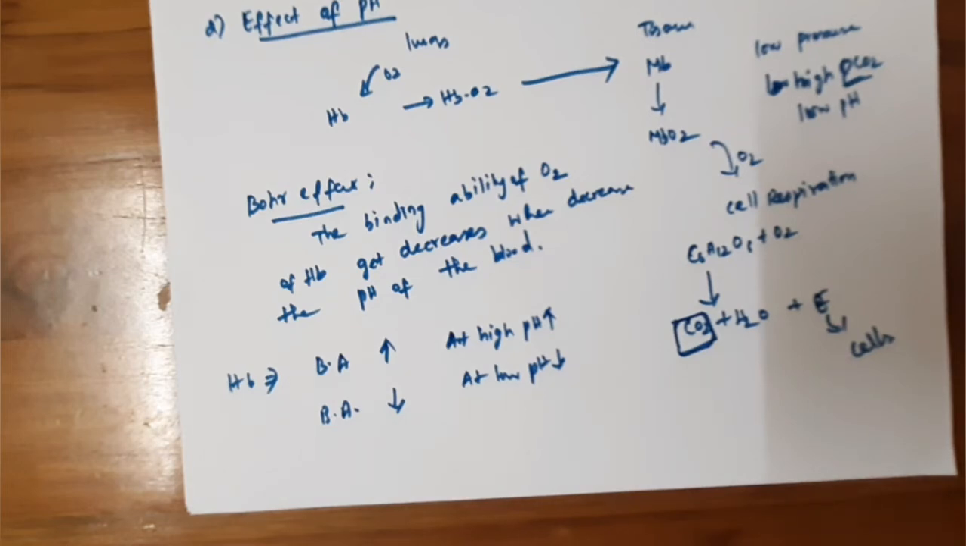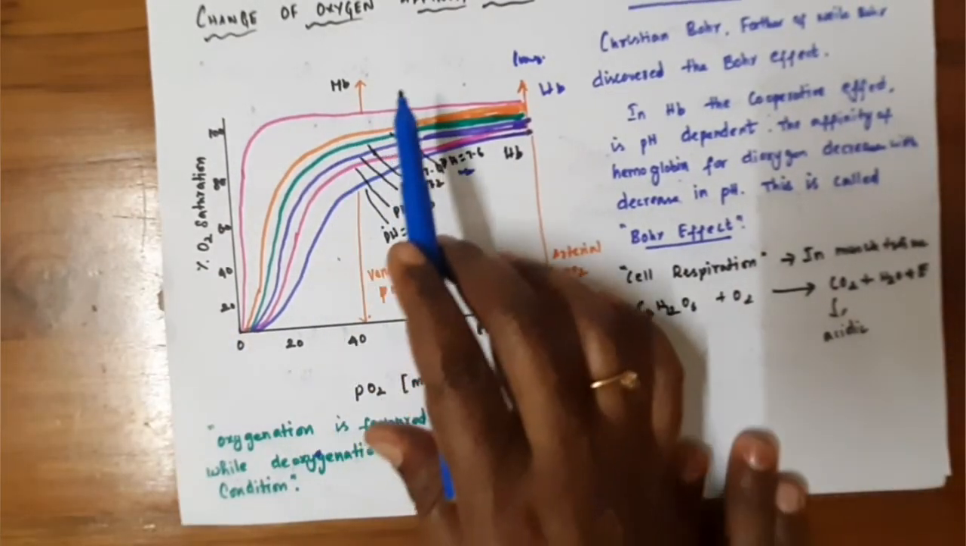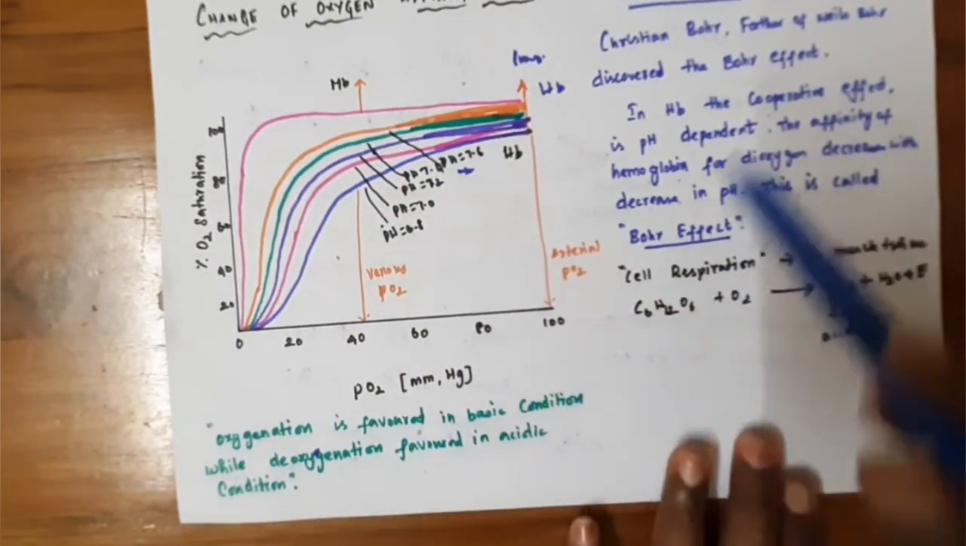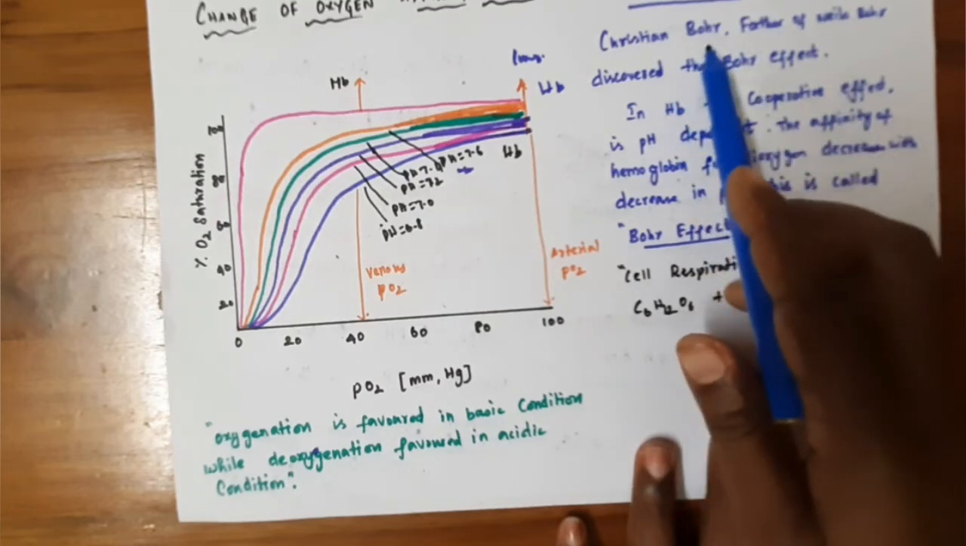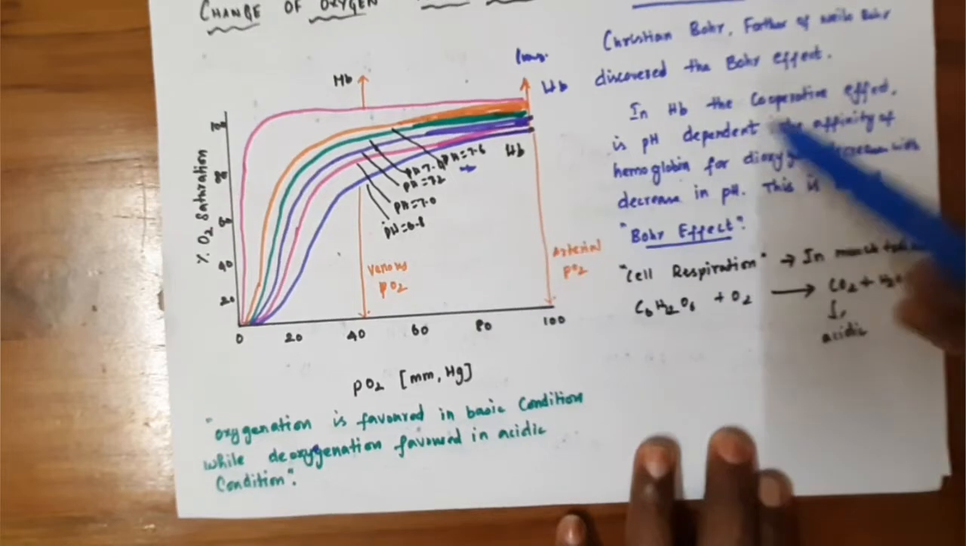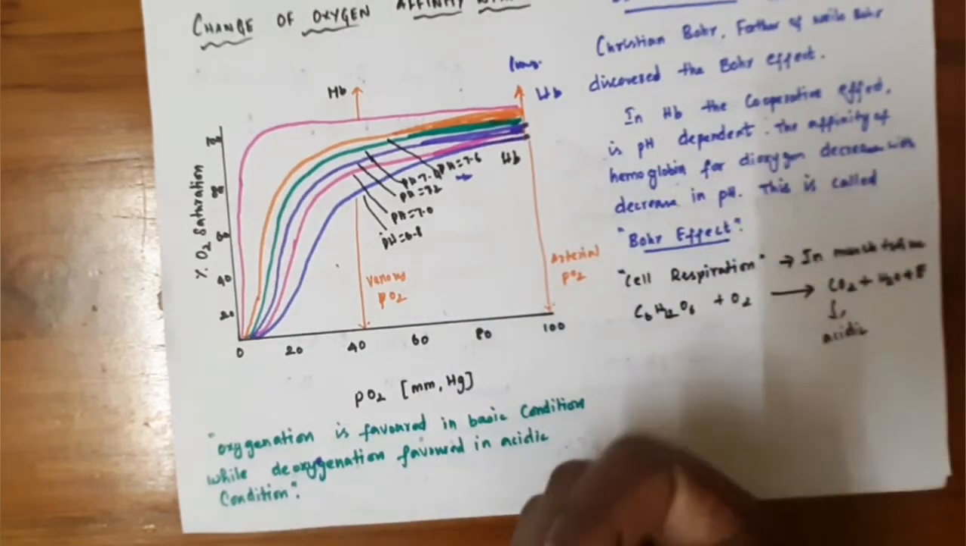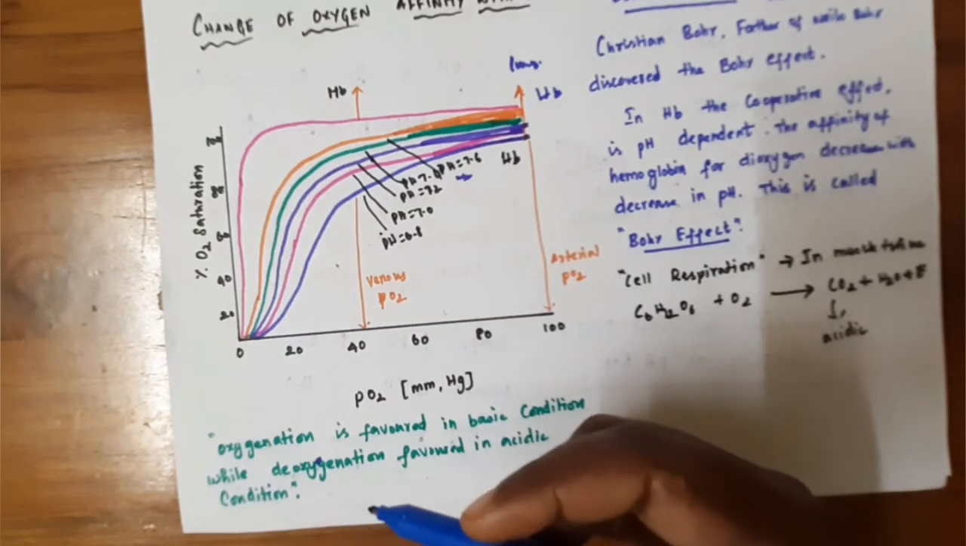Okay, and if you see the graph, it shows the change of oxygen affinity with pH. The Bohr effect was first discovered by Christian Bohr, who is the father of Niels Bohr. So in hemoglobin, the cooperative effect is pH dependent. So hemoglobin is dependent on pH.